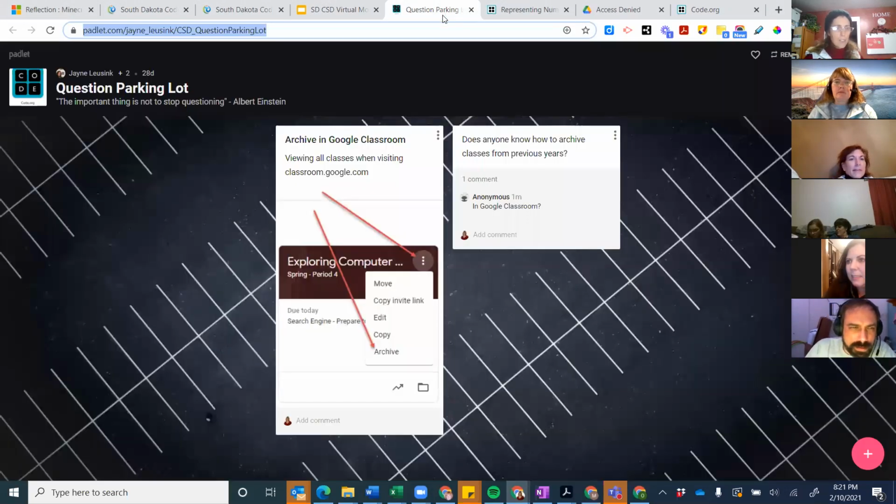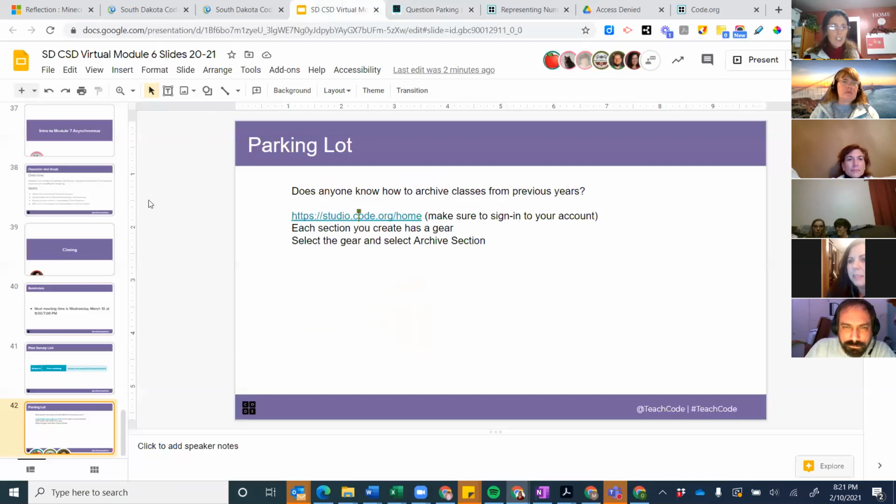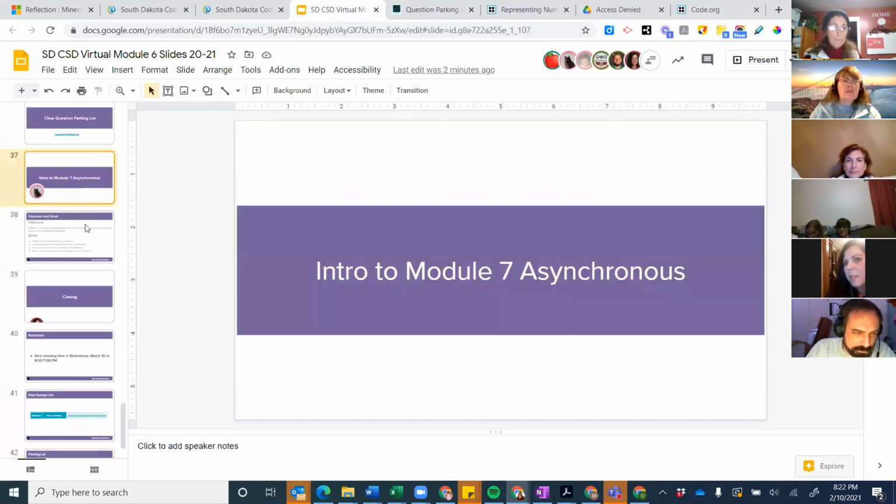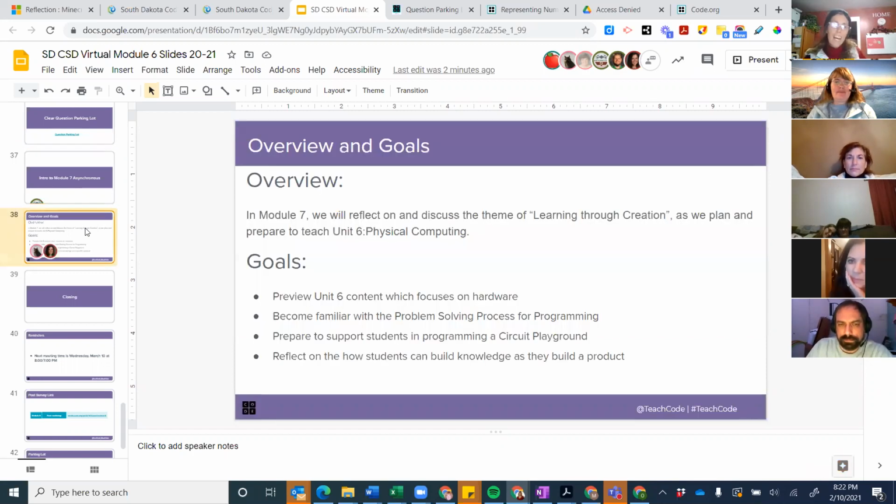Okay, we'll go on to 37. Now we're just introducing next March 10th is the date, I'm pretty sure. We're going to go over Unit 6, so we're kind of starting Unit 6. It's Module 7 is what it's called, and we're going to reflect on learning through creation. So they're going to be creating physical computing elements. Just looking at 38, talking about focusing on hardware, the problem-solving process for programming, preparing and supporting them for that circuit playground.